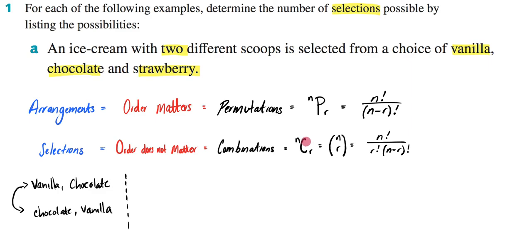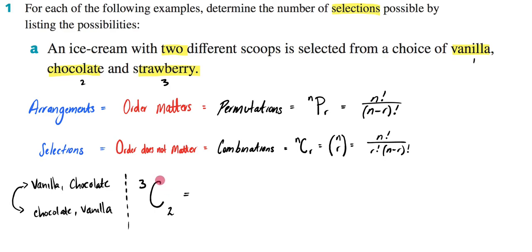We're going to use this nCr notation. We have 1, 2, 3 flavors to choose from, so n is going to equal 3. I then put my C, which stands for combinations. And we have 2 different scoops. So on my ice cream cone, there are 2 different scoops, and obviously that means I have 2 places to fill, so I'm going to put a 2 here.